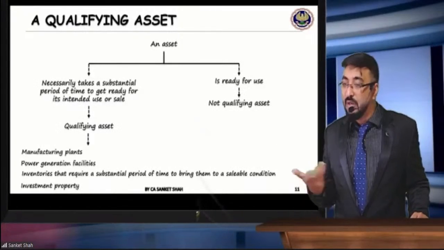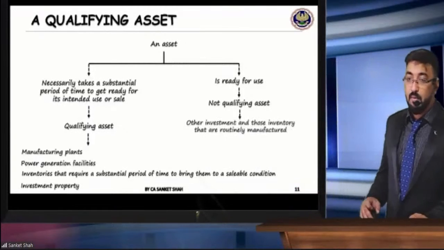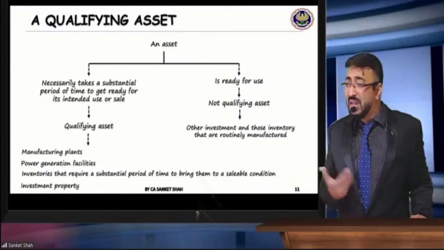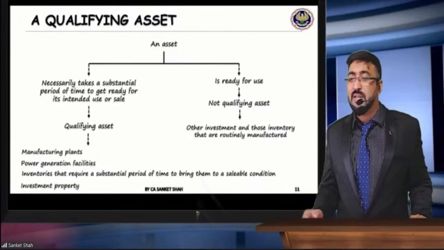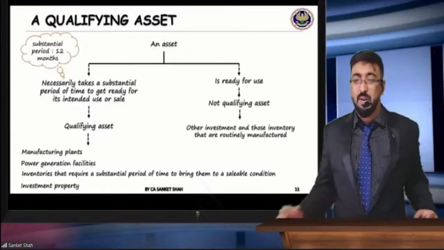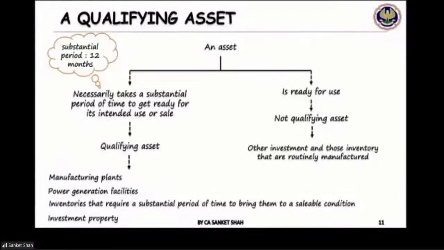Or if it is ready to use directly, it is not a qualifying asset. Okay, so if you are routinely manufacturing it, and in 5 days or 6 days your inventory becomes ready, that is not a qualifying asset. So this is the example, and the substantial period is 12 months.